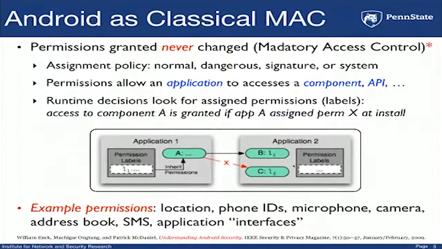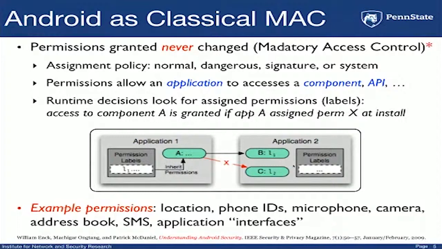So for those of you who have taken some security courses, Android is a kind of classical mandatory access control. You basically have a system policy that you nail up, which is enforced by this middleware layer called Binder. An application is allowed to access a component or an interface or a device if it's been given the permission to do so. So what are the kinds of permissions?